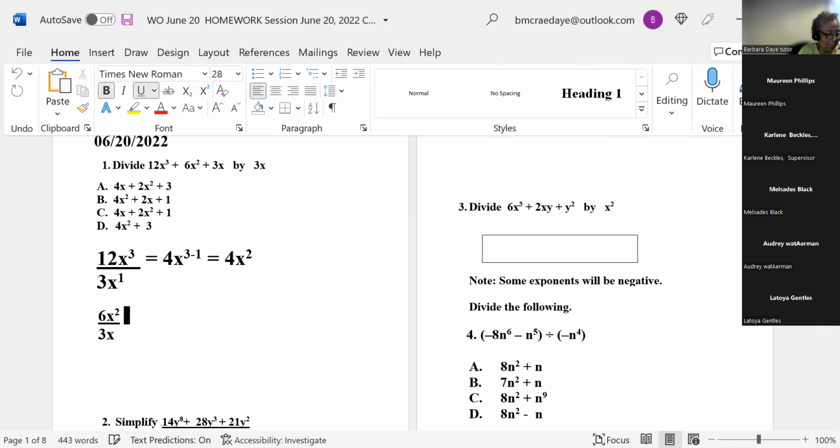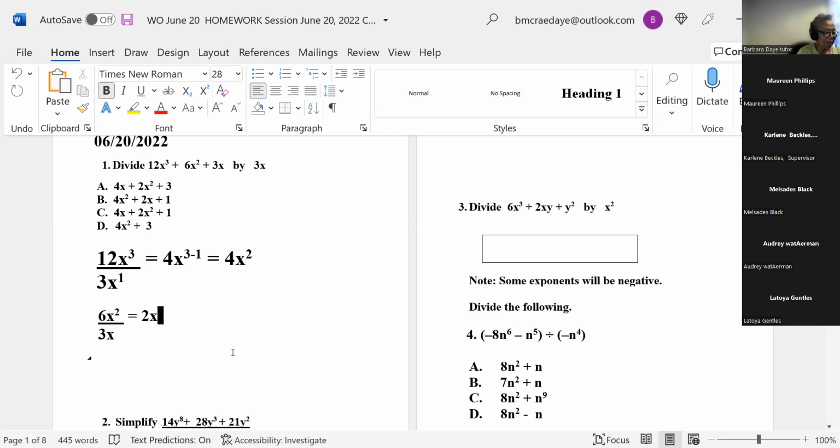Okay, so 6x to the second divided by, now Mercedes, you said you don't see. I can see now. Okay, all right. Audrey, what's 6x to the second divided by 3x to the 1? It's 2x. 6 divided by 3 is 2, right? And x to the second divided by x, 2 minus 1, that's x. All right.